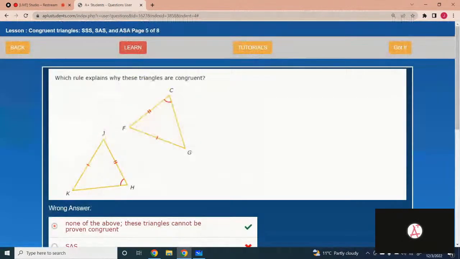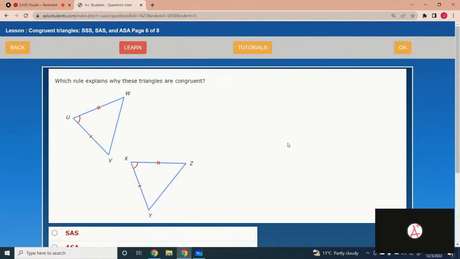Why? Okay, the two sides that are congruent, the angle must be in between them. For this triangle, if JK and JH are congruent, the angle must be angle J. And for this one, if CF and FG are congruent, then the angle must be at F. So this isn't the correct option. Got it? Sorry.